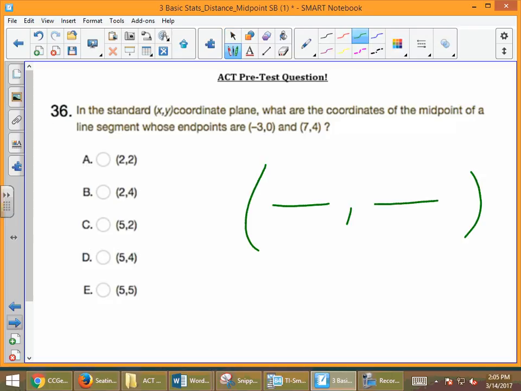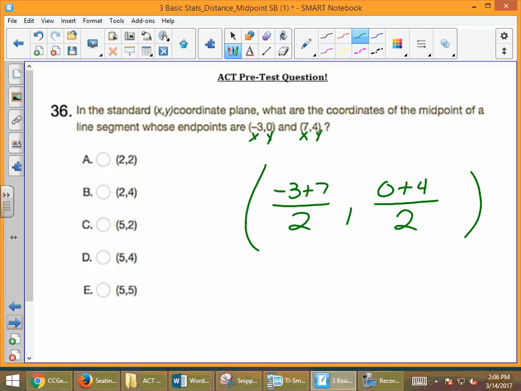Make your point. What are our x values in those 2 points? -3 and 7. Here's an x, here's an x. Add the x's, divide by 2. What are your y values? 0 and 4. So add your y values, divide by 2. Whenever you're asked to find a midpoint, add your x's, divide by 2. Add your y's, divide by 2. And then simplify it down.